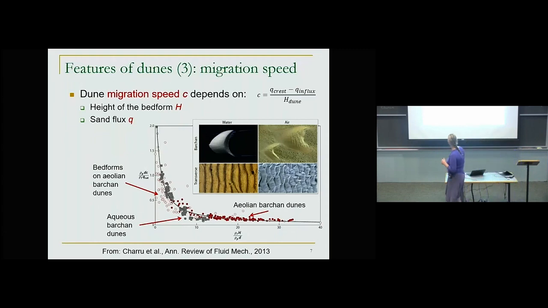But it's not the only factor. There's also sand flux. Sand flux is related to how strong the forcing is. If the wind blows faster, you have a bigger sand flux. So that is linear, and the height of the dune is inverse. This was a lovely review paper, where it has been sketched out for both aeolian, which is a jargon word for wind-blown sand, and for aqueous dunes, which is a jargon word for water-driven sand dunes. So it's a nice curve which follows this general behavior. Large dunes are slower, small dunes are faster.